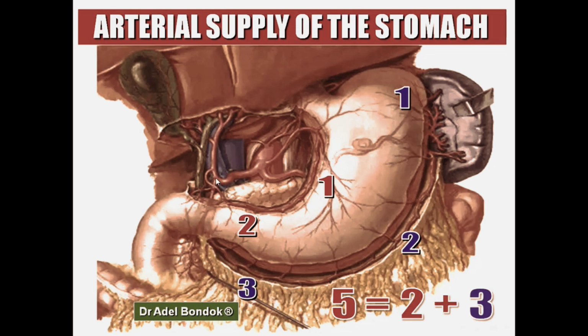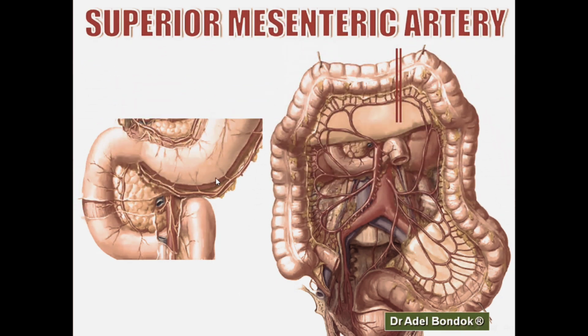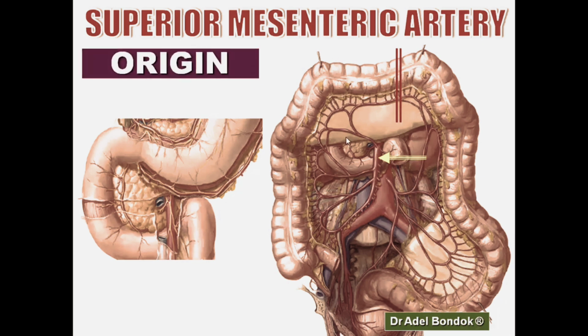Now the superior mesenteric artery. It is the artery of the midgut. And the midgut begins from the biliary orifice or major duodenal papilla in the middle of the second part of the duodenum till the junction between the right 2/3 and the left 1/3 of the transverse colon. The origin: it arises from the front of the abdominal aorta, at the level of the lower border of L1 in the transpyloric plane.